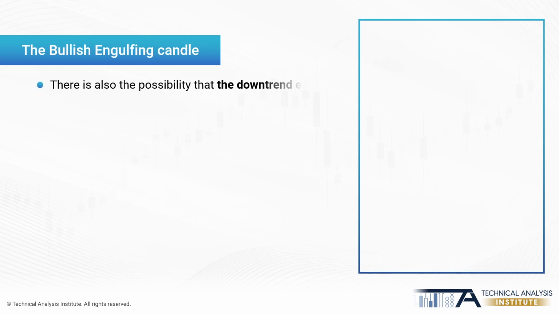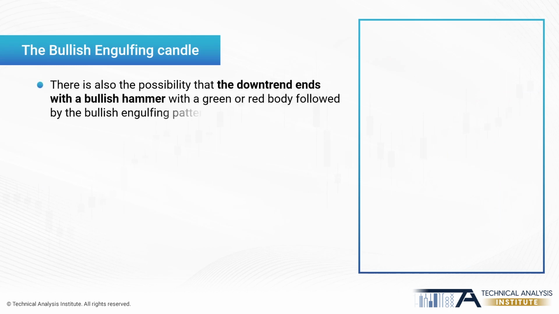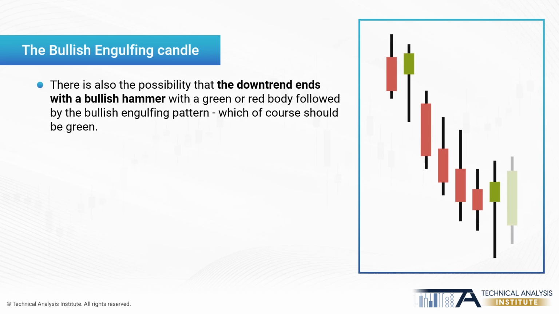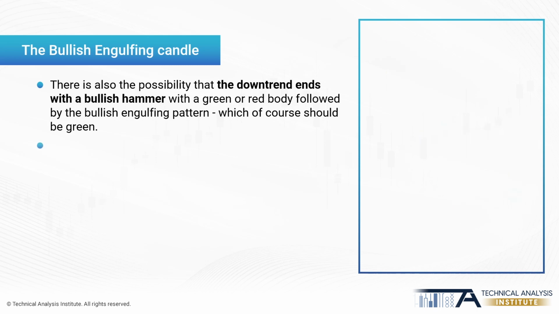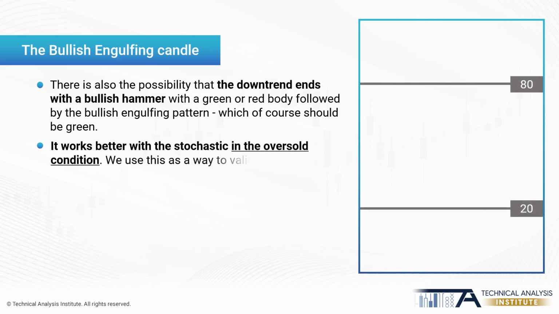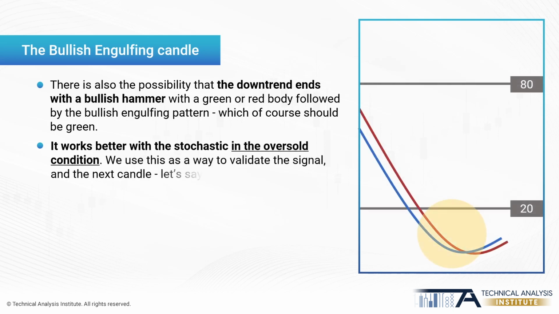There is also the possibility that the downtrend ends with a bullish hammer with the green or red body followed by the bullish engulfing pattern, which of course should be green. As with the rest of the candle signals you have learned so far, the bullish engulfing pattern works best with the stochastic in the oversold condition.